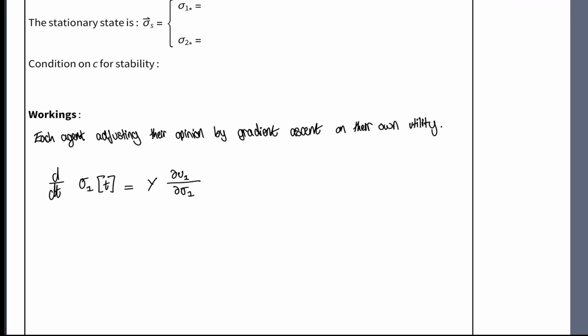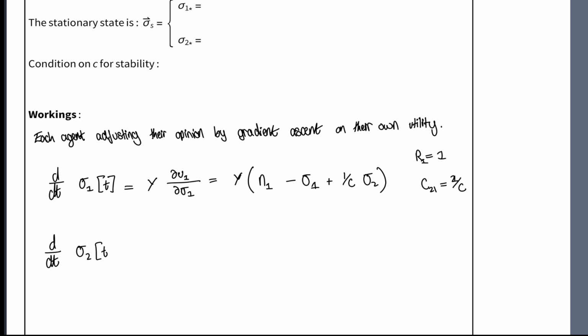We have gradient ascent because this is positive and on their own utility, and this is showing the change in utility as the agent changes their opinion. So this we can write as gamma brackets, and then this was just our first order condition for that first agent, which was eta 1 minus sigma 1 plus 1 over c sigma 2. That's just me substituting in i is equal to 1 and c 2,1 is equal to 1 over c. Cool. If we do the same thing with the second agent, we get a very similar thing.